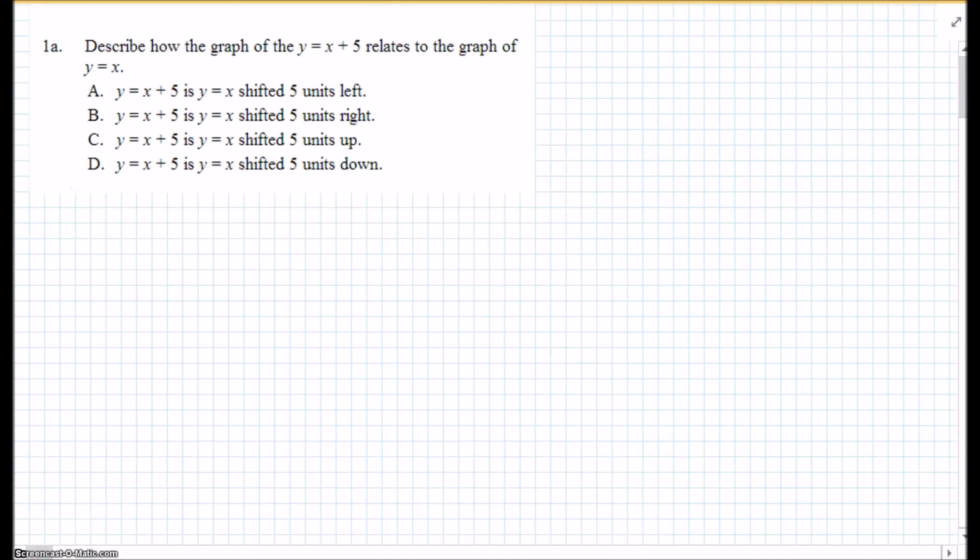Okay? So with that being known, describe how the graph of y equals x plus 5 relates to the graph of y equals x. Well, this one's pretty simple. There's no absolute value signs. So if you wanted to graph it, you could. But what you're going to notice is basically your y-intercept in this equation is 5. Your y-intercept in this equation is 0. So we're going to have a plus 5 units up. So it shifted 5 units up. So the answer would be C.